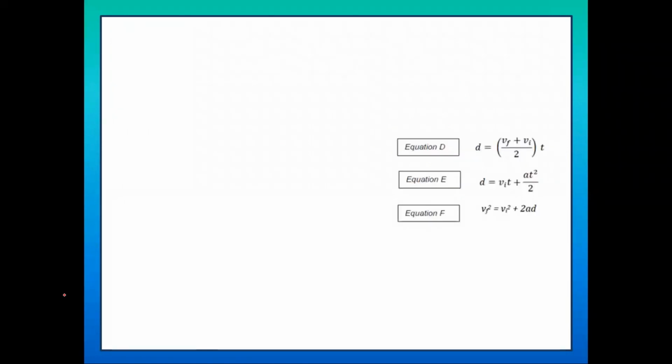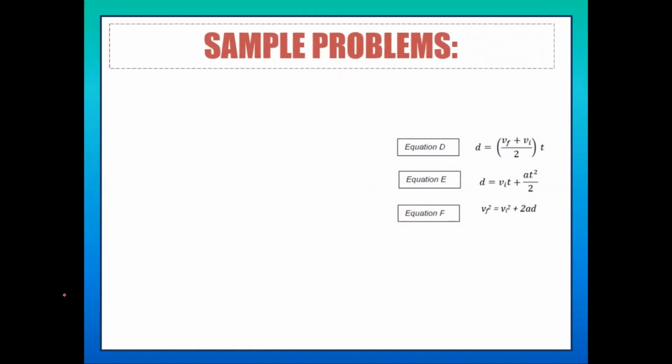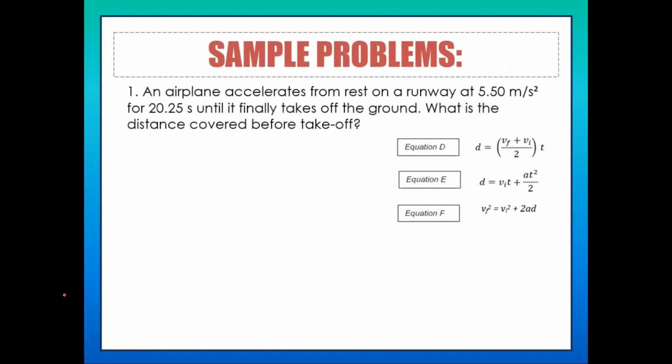Okay? Now, for sample problem number 1: an airplane accelerates from rest on a runway at 5.50 meters per second squared for 20.25 seconds until it finally takes off the ground. What is the distance covered before takeoff? So, you noticed I already provided these equations, so later on we can easily identify which equation we're going to use to solve this problem.